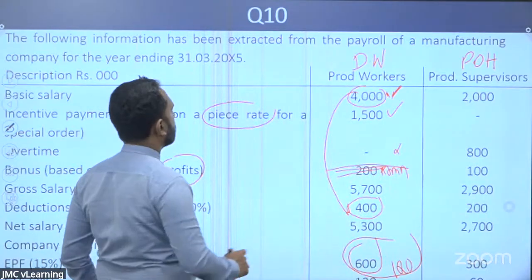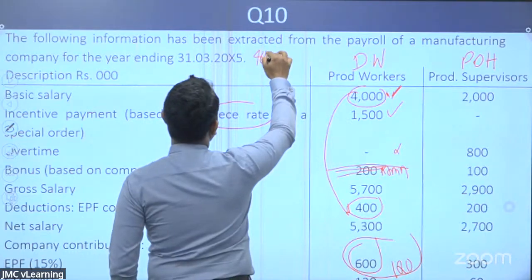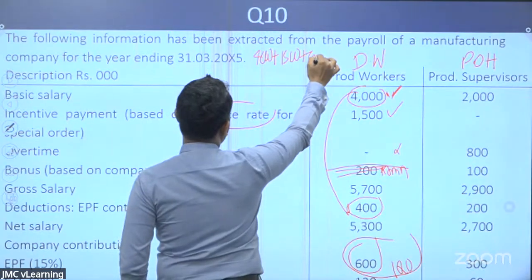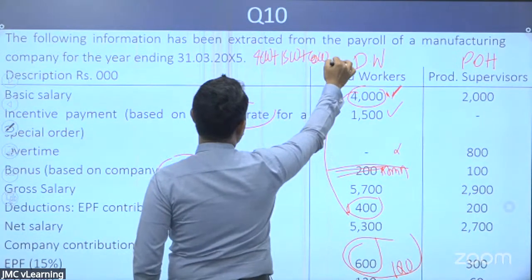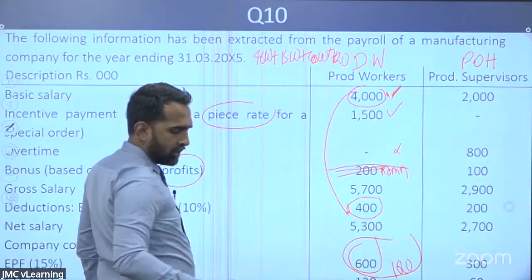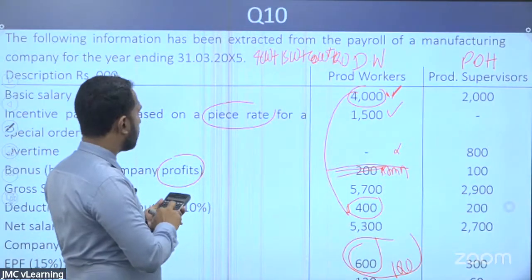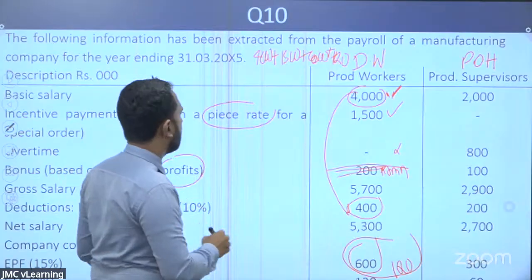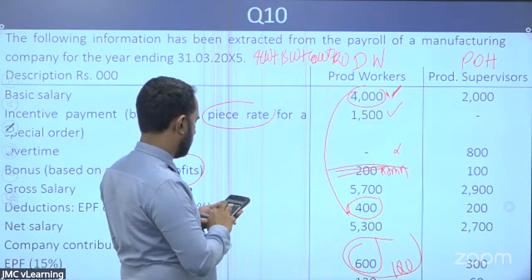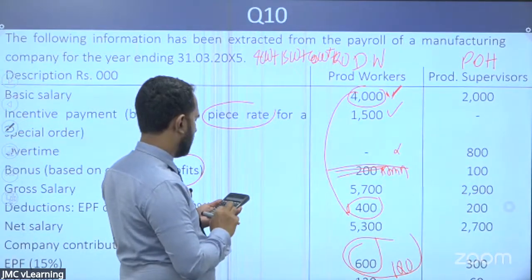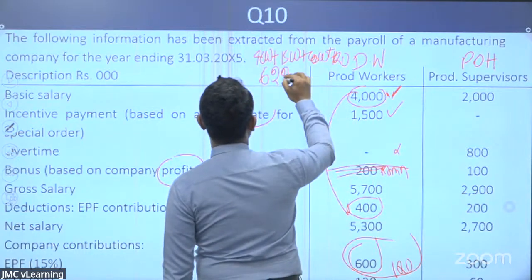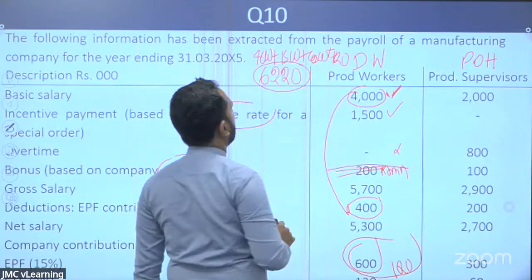So for direct wages, the items will include 4,000 plus 1,005 plus 600 plus 120. I'm getting an answer of 6,220.